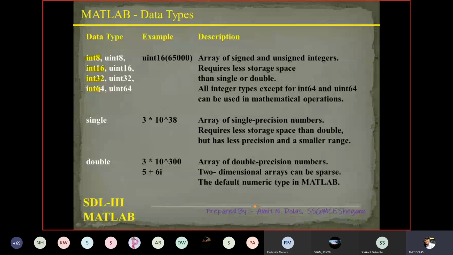This is the example wherein, in MATLAB, whatever the array, matrix or variable stored will be of unsigned integer 16 if we are using this instruction. Arrays of signed integer and unsigned integers require less storage space compared to single and double. All integer types except integer 64 and unsigned integer 64 can be used for mathematical operations. These integer 64 and unsigned integer 64 are used for some different purposes.